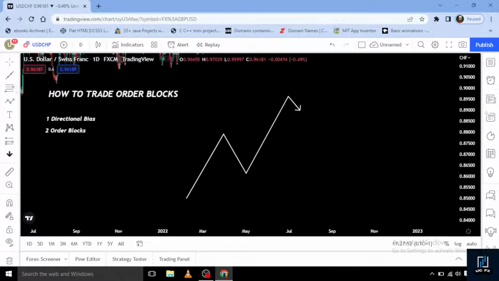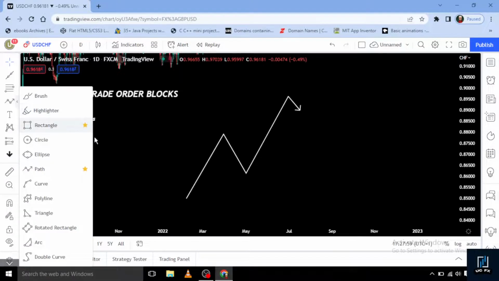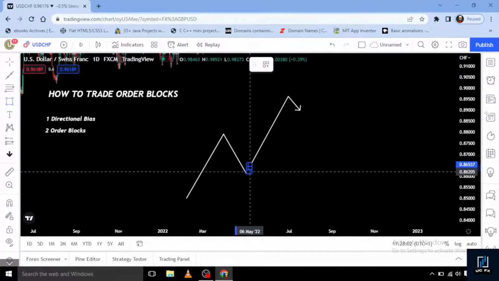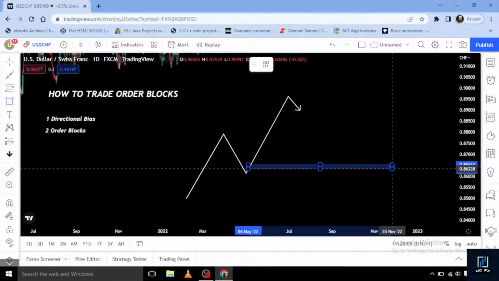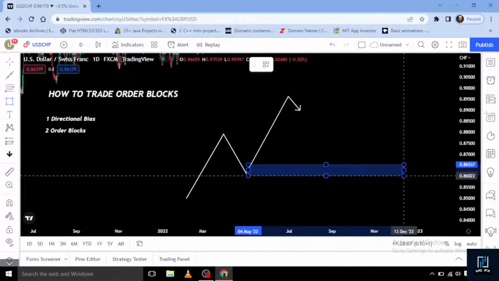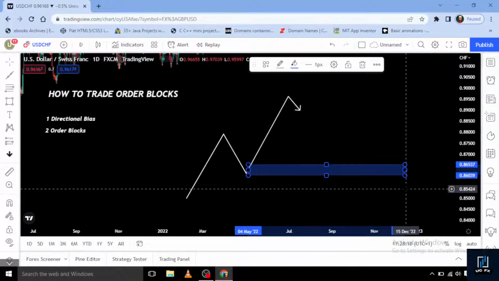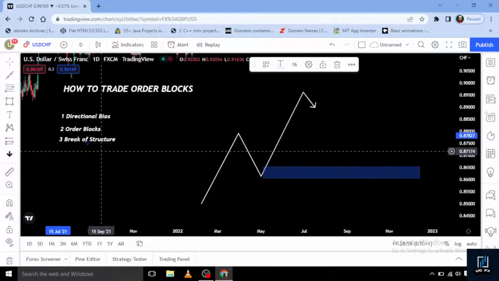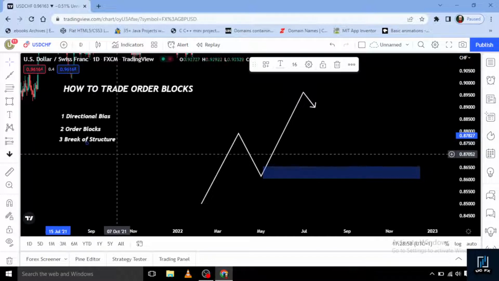But here in this sketch that I have, let's assume we have our order block right here. Let's assume there is another block inside this area. Then we go over to the next step, which is a break of structure. So the third step, break of structure.